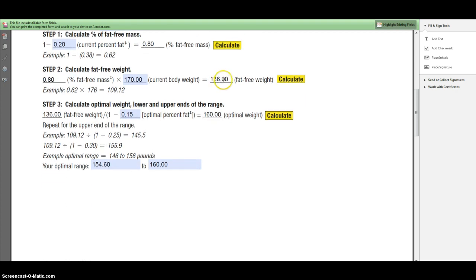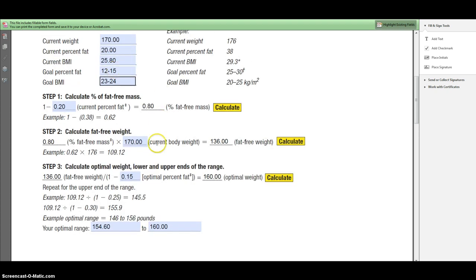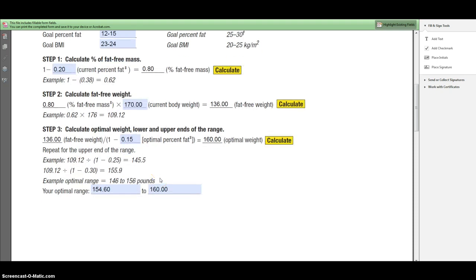So taking that 136, or my fat-free weight, I'll plug that into step 3. But then I need to go back to calculating my range. So in this case, if I use the upper part of my range, which is 15%, again, I took that from right here, from page 145 in the 6th edition of your text, and that calculates my optimal body weight to be 160. But I need a range, so that's the upper limit.